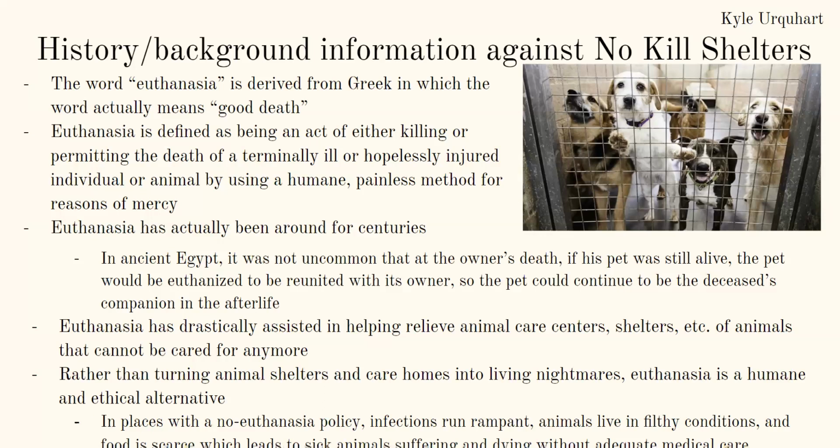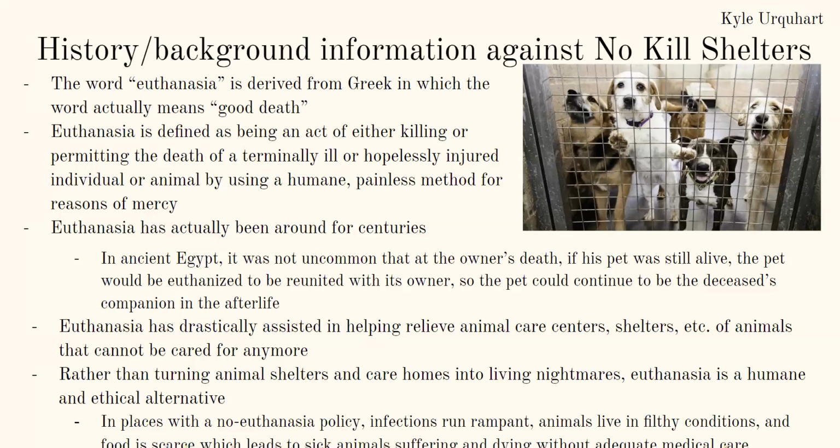In places with a no euthanasia policy, infections run rampant, animals live in filthy conditions, and food is scarce, which leads to sick animals suffering and dying without adequate medical care. So although some may even say it's evil to put down or kill an animal that is simply trying to live, a big part of being against no-kill shelters is because it's simply a better alternative.